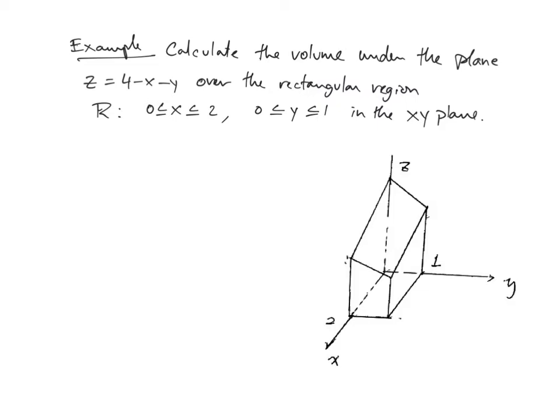So in this particular example, we are interested in finding the volume under a plane. And we're given the equation of the plane right here. So this surface here is part of the plane z = 4 - x - y. And we're told to integrate that over a rectangular region R, which is this surface here at the bottom, that part of the xy plane where x is between 0 and 2 and y is between 0 and 1. So when we're doing a double integral, we're integrating over some region.